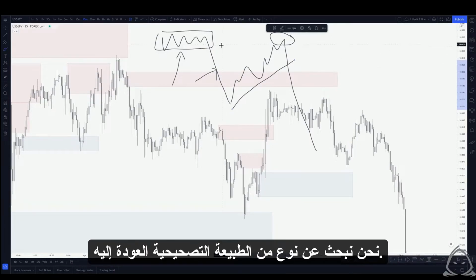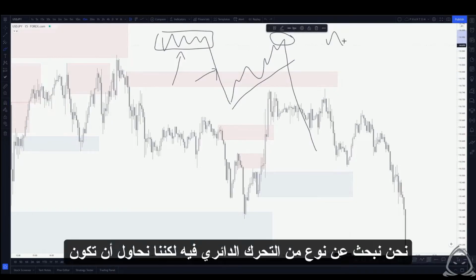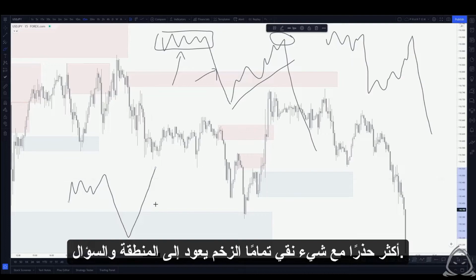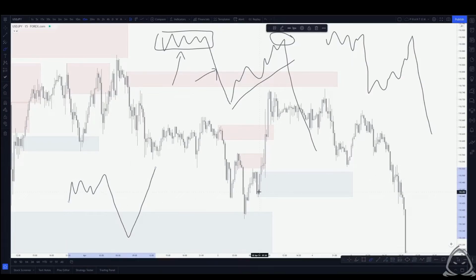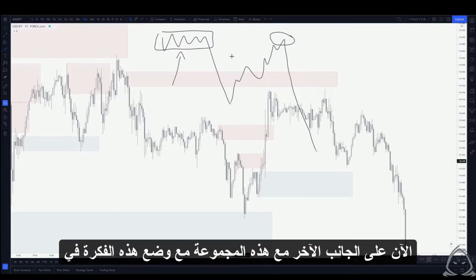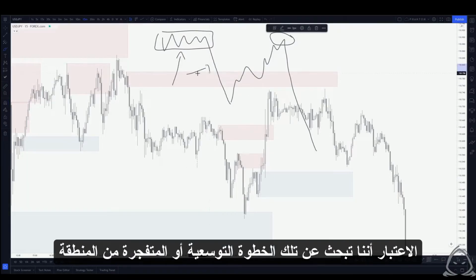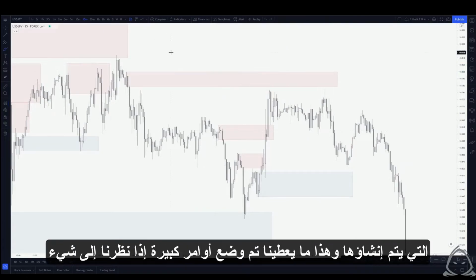Generally speaking, we're looking for some sort of corrective nature back into it. We're looking for some sort of rounded move into it, but we're trying to be a little bit more cautious with something that's just pure momentum back into the zone in question. Now, on the flip side, with this idea in mind that we're looking for that expansive or explosive move from a zone being created, and that's what gives us our footprint that large orders have been placed.